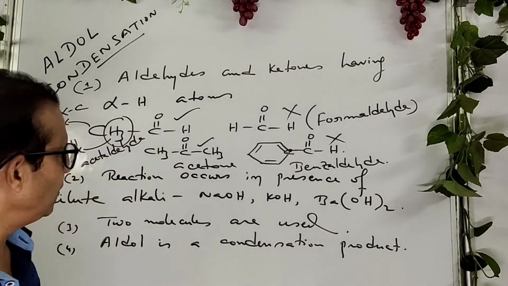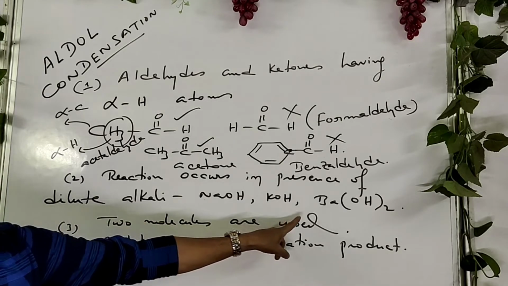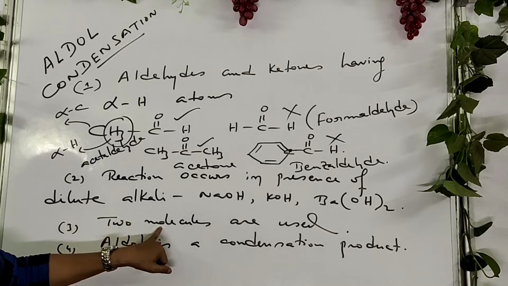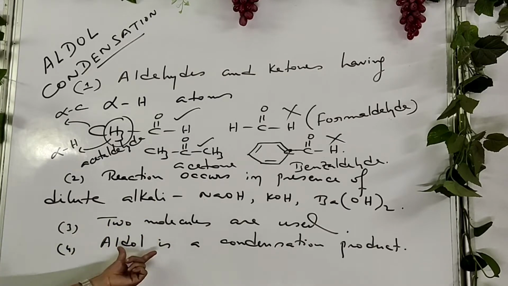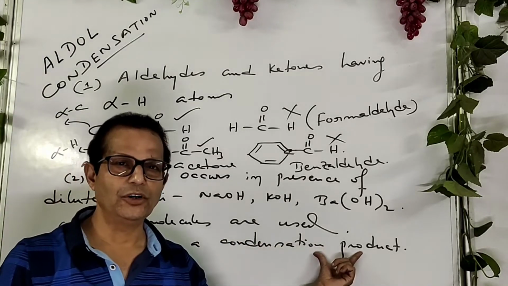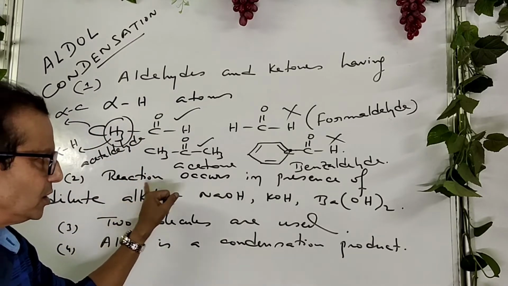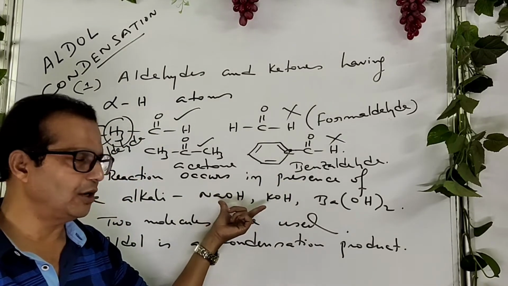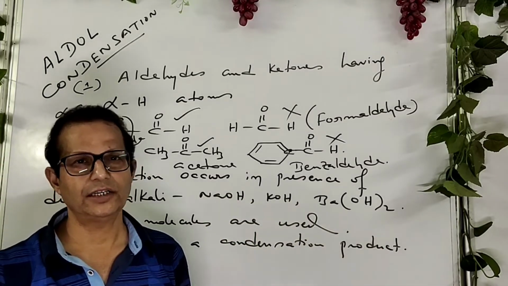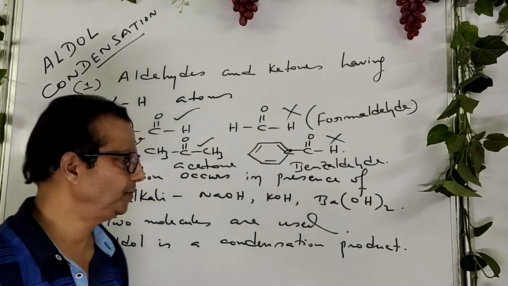Okay. During aldol condensation, always two molecules are used. If you take aldehyde or ketone, you should take two molecules. Aldol is not the name of a scientist, it is the name of the condensation product. The reaction occurs in the presence of dilute alkalis. You can take sodium hydroxide, potassium hydroxide, barium hydroxide, etc. Okay. So let's check the reaction.